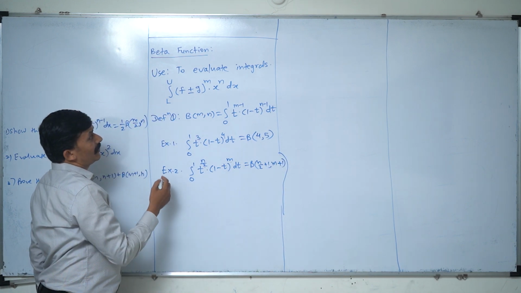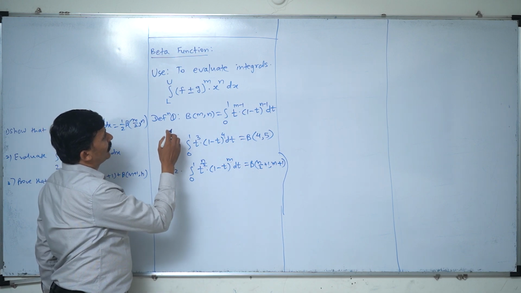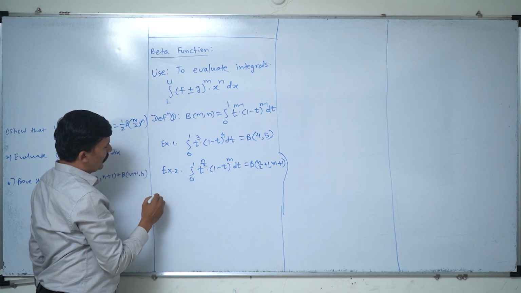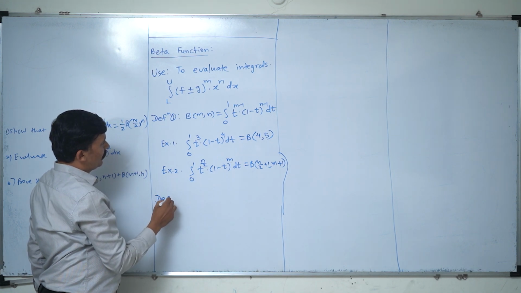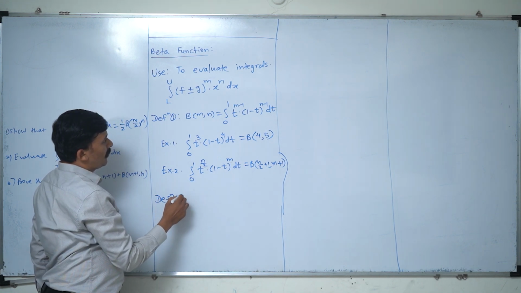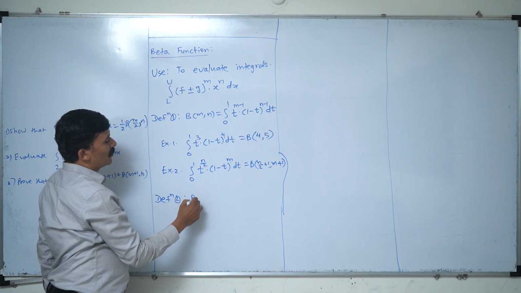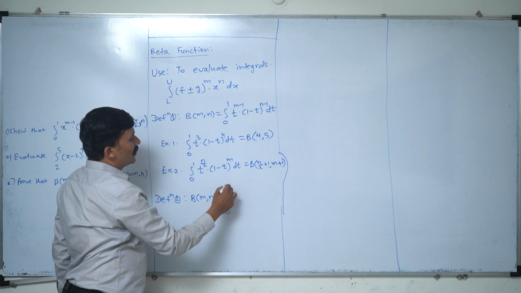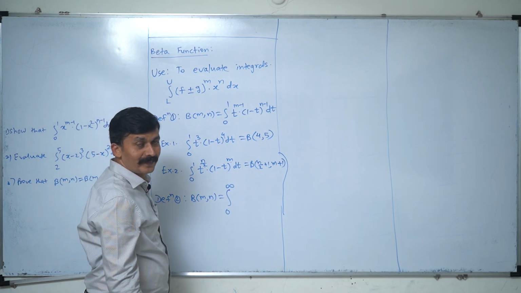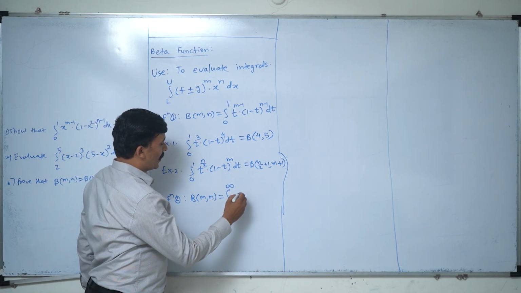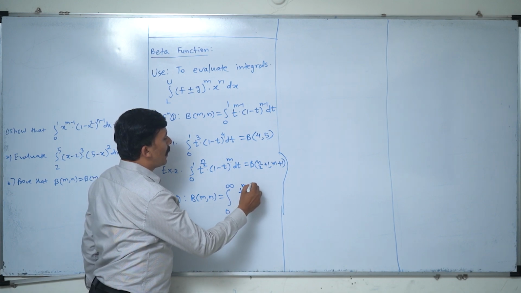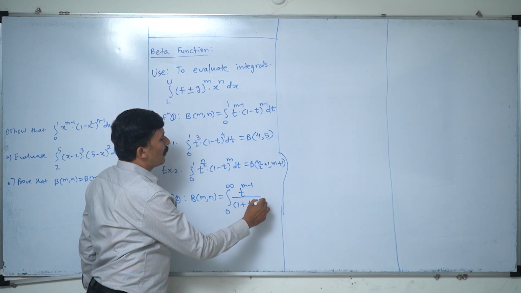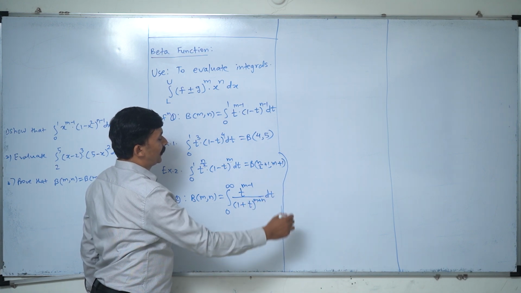So this is the definition of beta function. If the bracket contains minus, then we use this definition. If the bracket contains addition, then you have to use this definition. Integral from 0 to infinity, t raised to m minus 1 upon 1 plus t raised to m plus n dt.